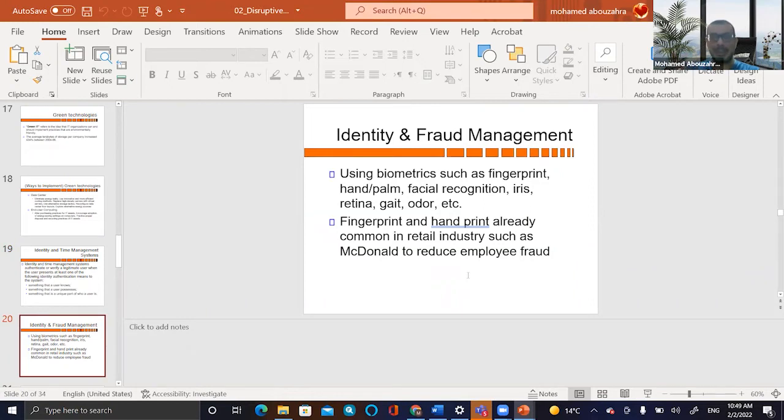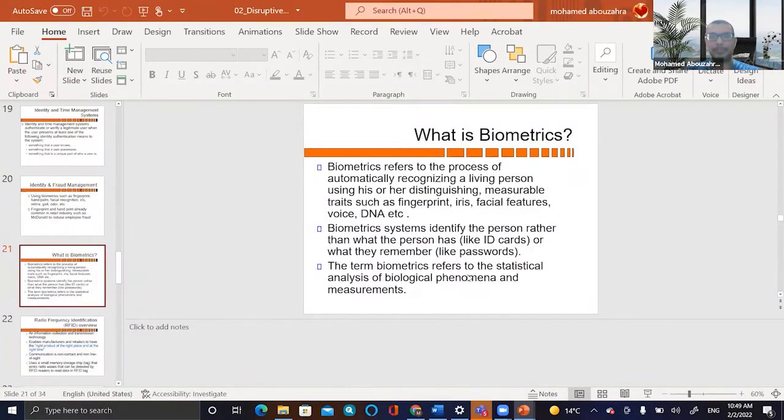So biometrics is something that you own. So biometrics means your fingerprints, your facial recognition, retina, and all of these steps. Okay.